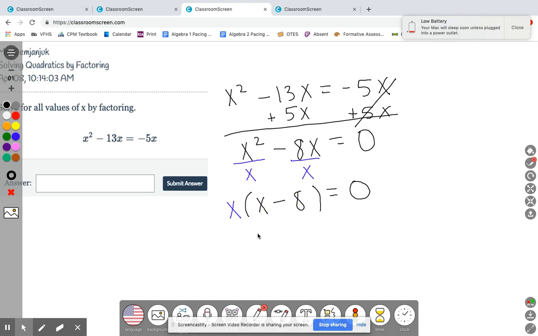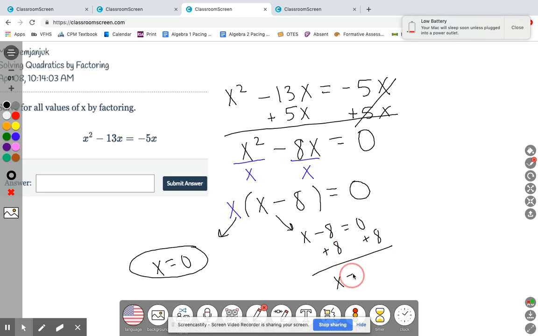And now I want to be able to set these two things equal to 0 because multiplying them equals 0. Either this piece will have to equal 0 or this piece will have to equal 0. This one's already solved for. This one will add 8 to both sides and we'll get x equals 8.